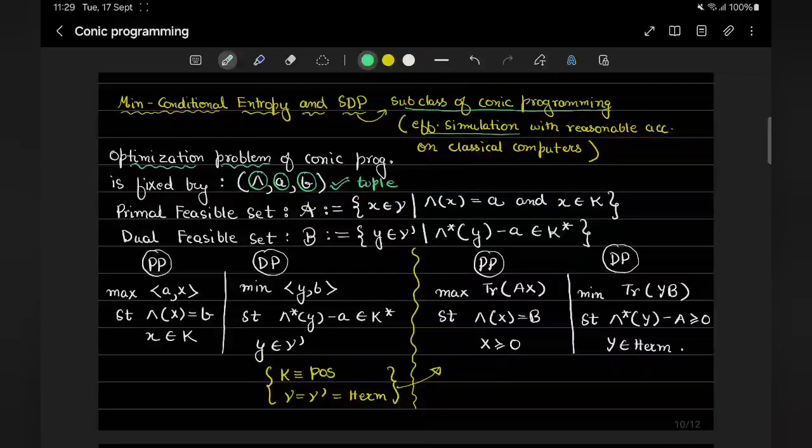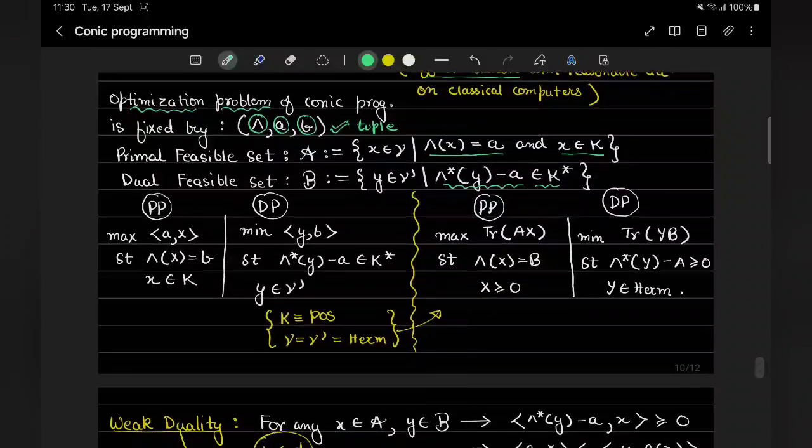So given this tuple lambda, a and b, we can define the primal feasible set and the dual feasible set. The primal feasible set is such that lambda of x equals a, and x belongs to some closed convex cone, and the dual feasible set is such that the main constraint of the dual problem, belonging to k star, is represented by the dual feasible set. It is all those y's within which the dual optimizing value will be attained. So this is the idea.